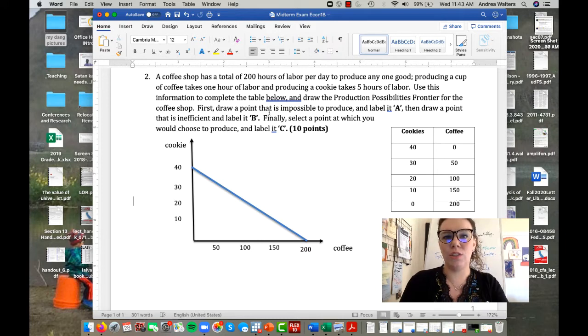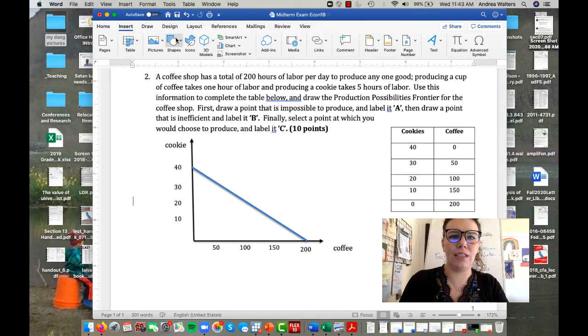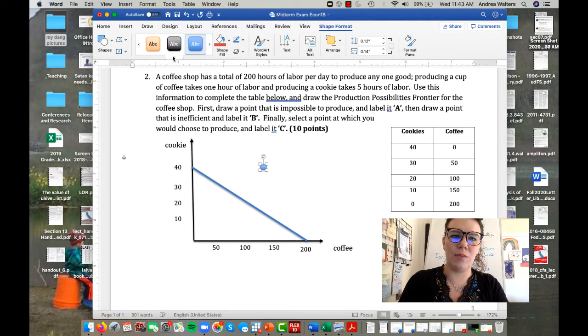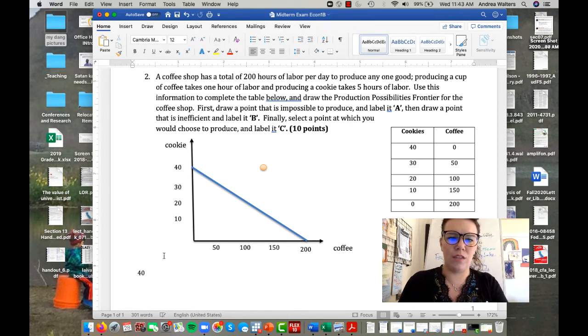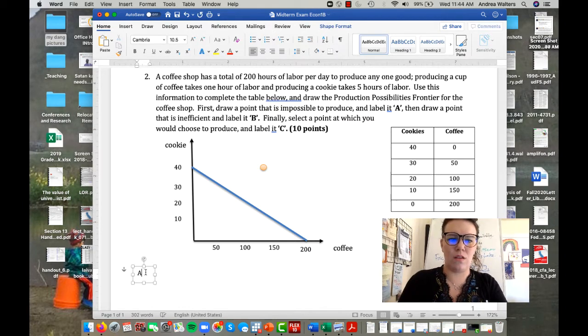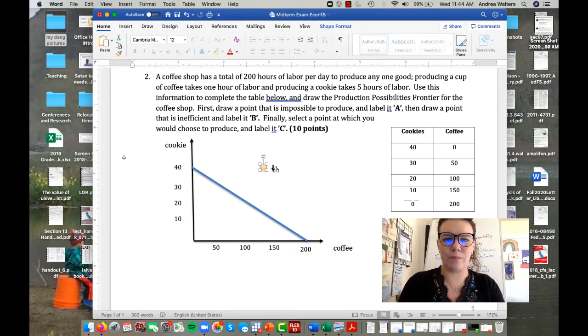Now the next part says to draw a point that is impossible to produce and label it A, draw a point that is inefficient, label it B, and then select a point where you want to produce and label it C. So I'm going to go ahead and continue to insert these shapes. I'm going to put my point A right here. And I'm going to format it a little bit differently so it stands out, and label it A. There we go. That is an impossible point. It's beyond the production possibilities frontier, right?